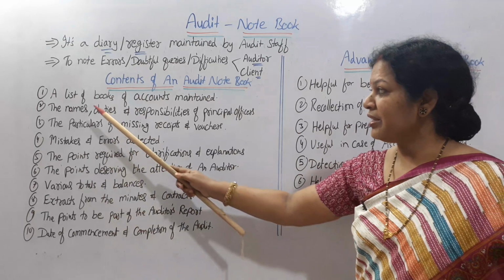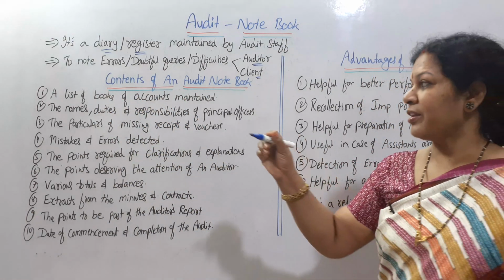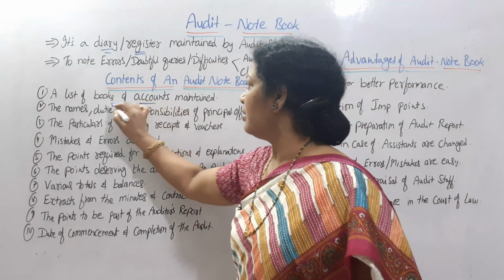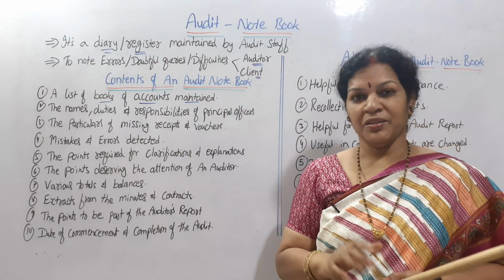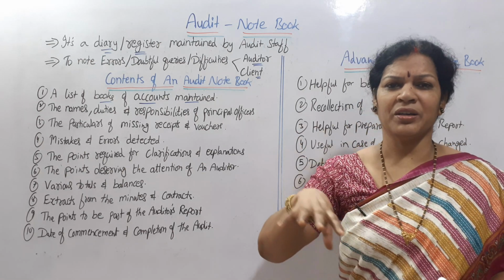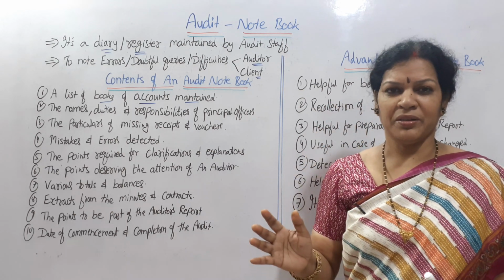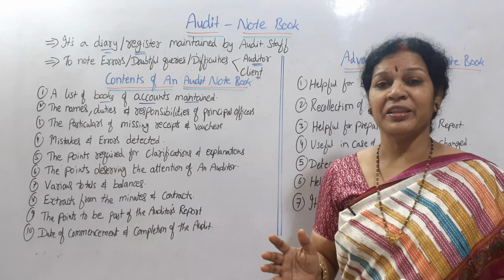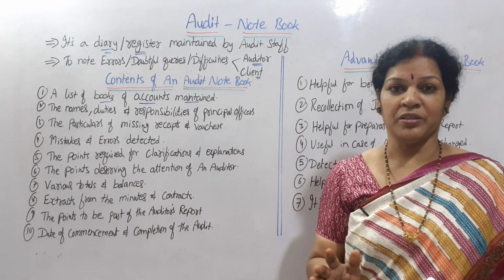The first one is a list of books of accounts maintained. How many books are there? They have to write a list of the books of accounts maintained. It is nothing but altogether what they have done, the systematic work, and during the work what difficulty they have faced, and everything they will be writing in the audit notebook, the audit staff.